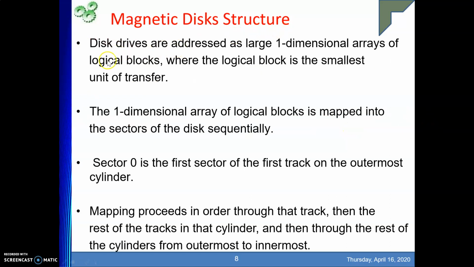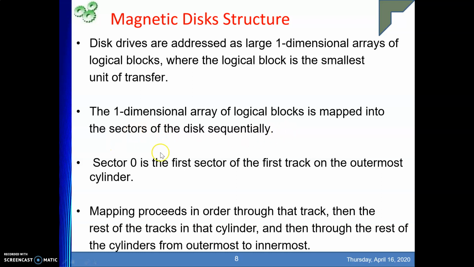Then moving ahead, let's see how we store information here. These drives are addressed as large one-dimensional arrays of logical blocks, right? Where a logical block is the smallest unit of transfer. We generally transfer one block, right? The one-dimensional array of logical blocks is mapped into the sectors of the disk sequentially. So the blocks are stored in various sectors belonging to various cylinders.